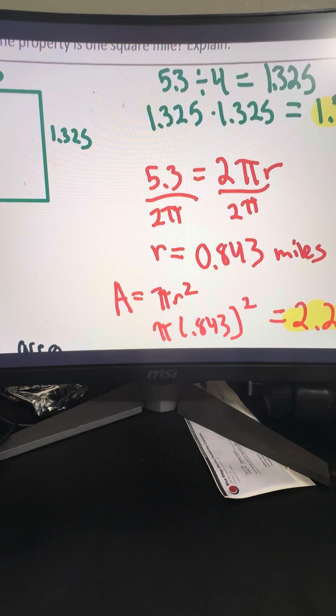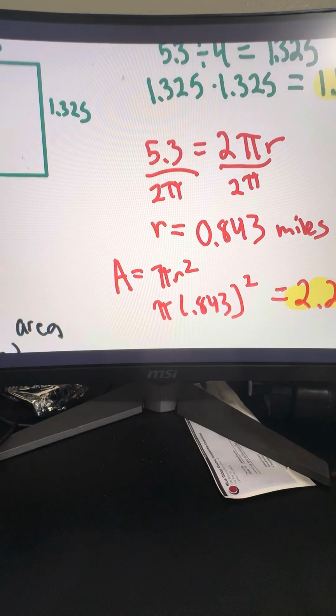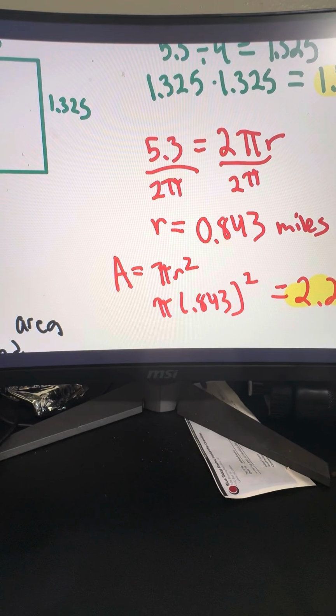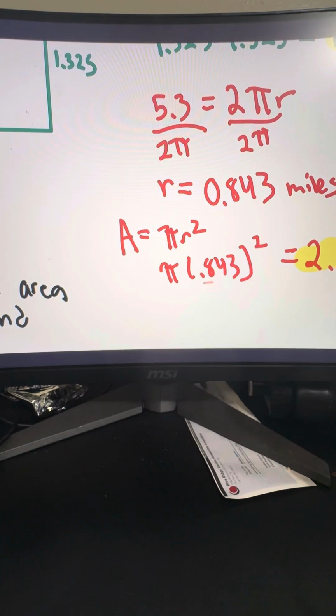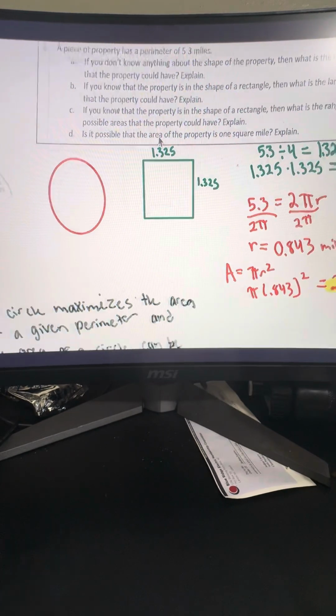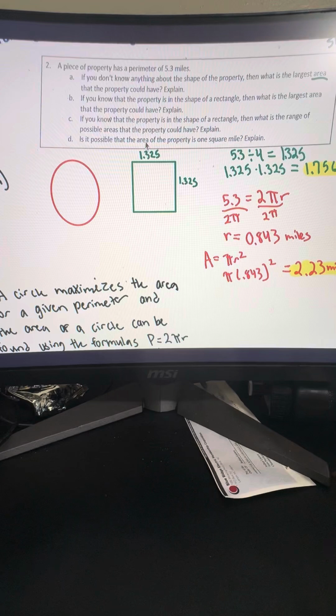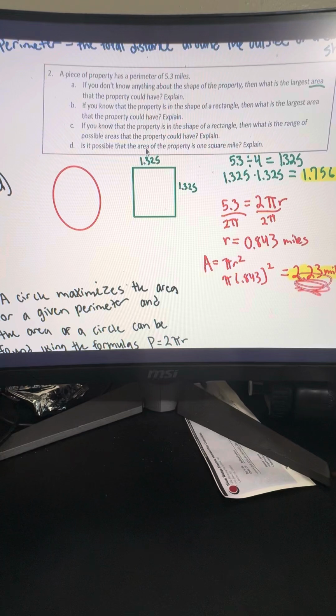Now that we have the radius, we can find the area. And let's do so by plugging it into the area of a circle formula. A equals pi r squared. Perfect. So A equals pi, we plugged in 0.843, which we just found, and we got that the area of a circle, let me zoom out so y'all can see that number, or the area of the property, if it is a circle, is 2.23 miles squared down here. Awesome, so now we can see that 2.23 is a little bigger than 1.756 miles.